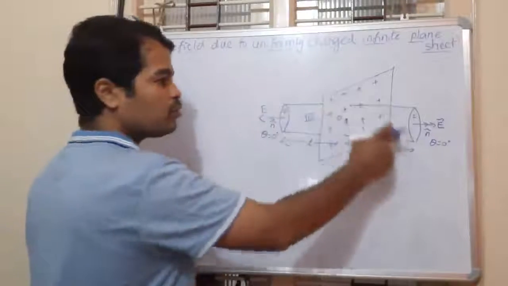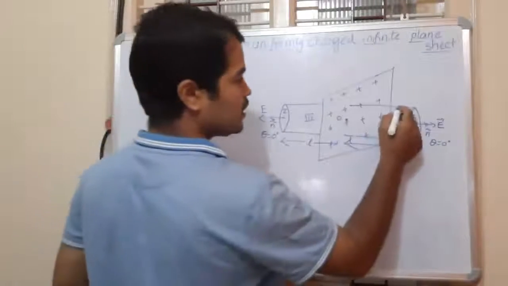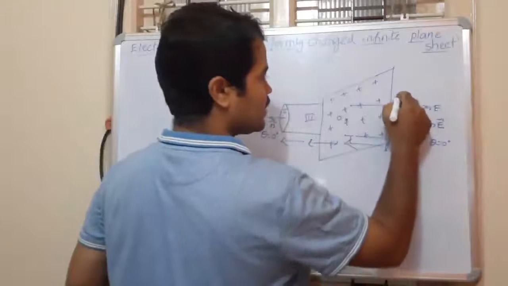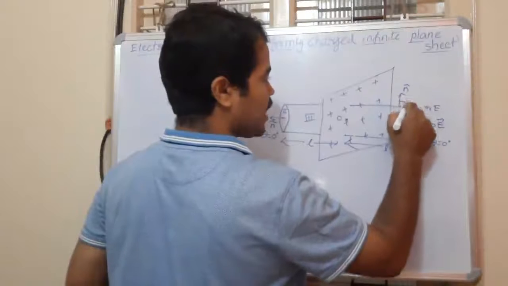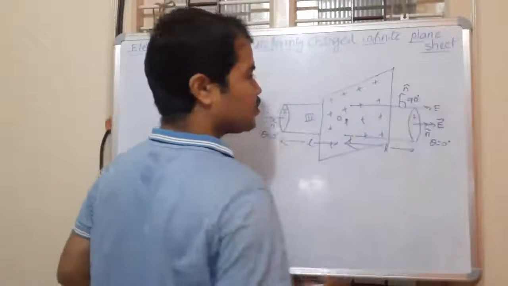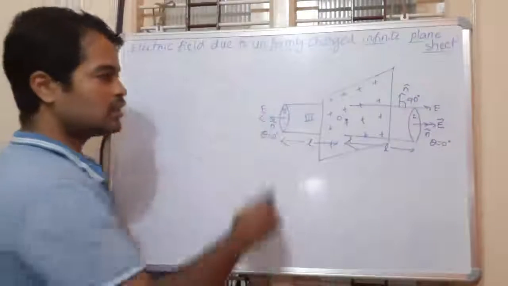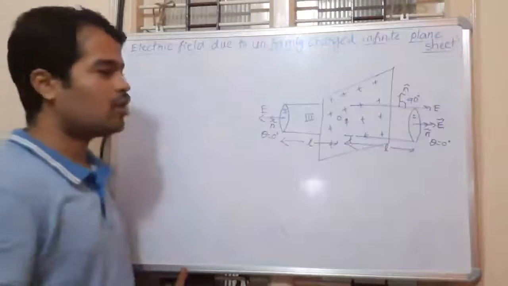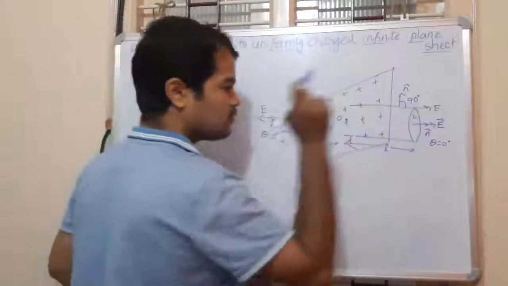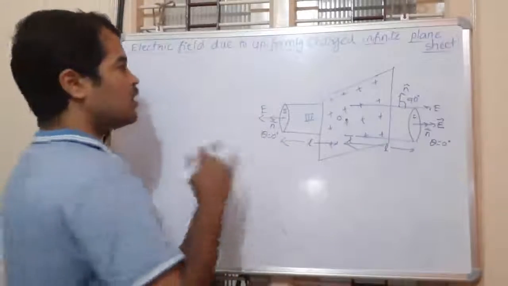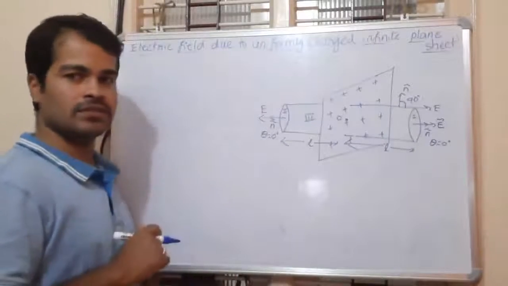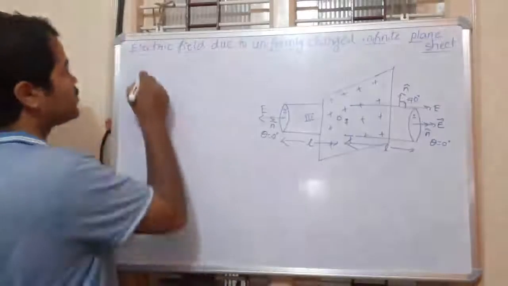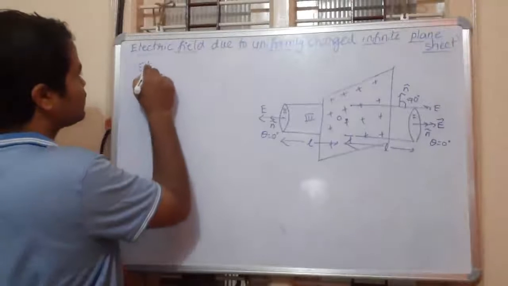But look at the curved portion, anywhere you take. If I take here, the electric field is in this direction and the area vector is in this direction, so the angle will become 90 degrees. So that will not contribute; this curved portion will not contribute anything to the electric flux. Only this surface and this surface will contribute. Now with this we need to find the electric flux first, and then using Gauss's law we need to go for the electric field.